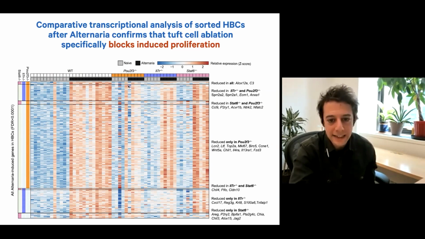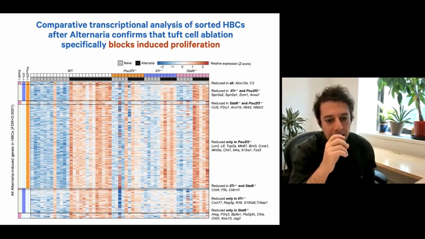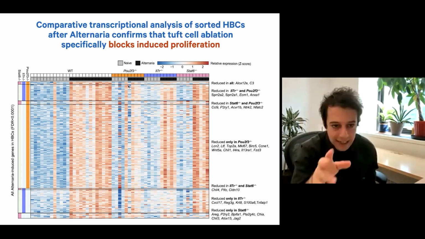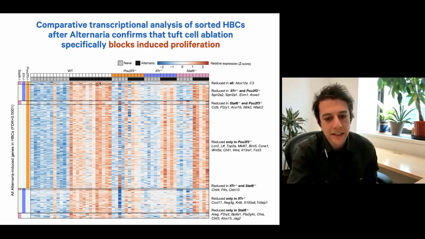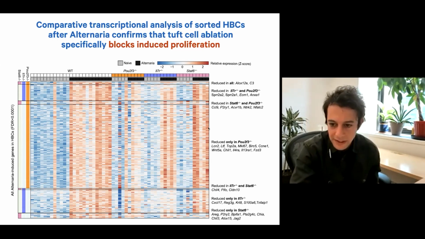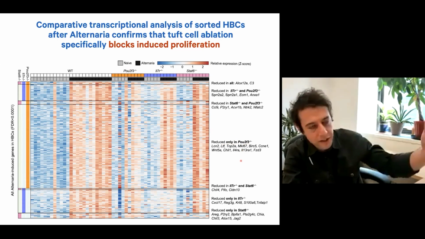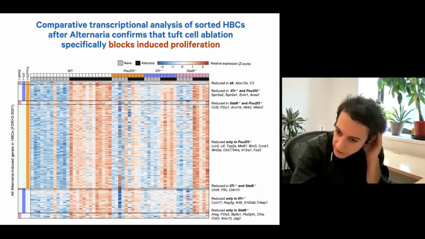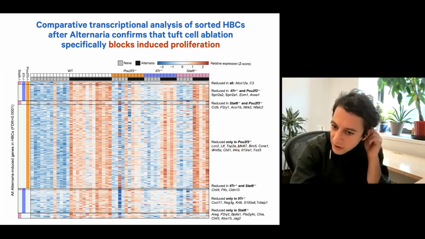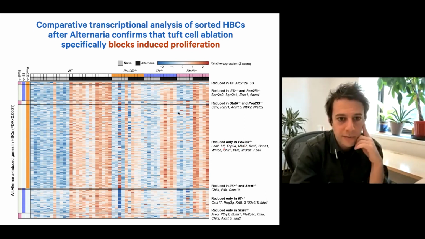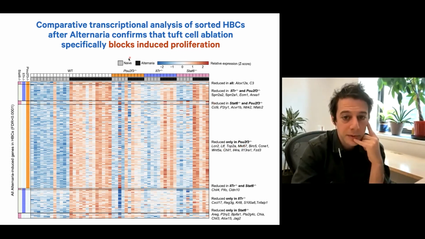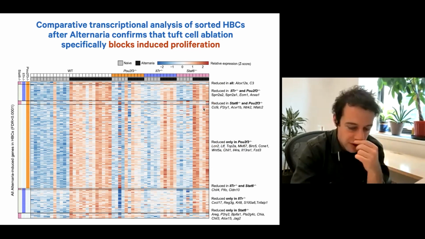And we isolated the genes which were upregulated by Alternaria, but knocked down in one of these knockout mice. And I won't go through this in super detail, but the take-home message was that the genes which were reduced only in POU2F3, the genes whose Alternaria-induced expression really depends on tuft cells, included Ki67, TOP2A, and all these markers of the proliferation response. So it was clear that tuft cell ablation really specifically blocks the induced proliferation of olfactory stem cells.